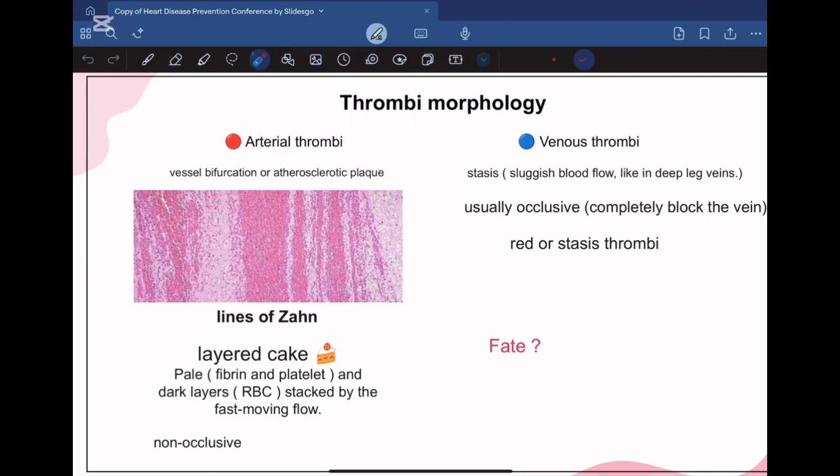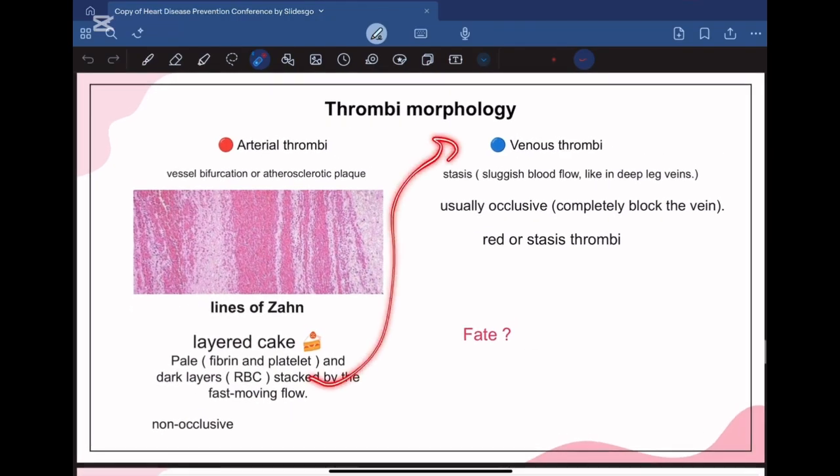The last thing that you need to know is that it is non-occlusive, meaning it will not completely block the blood vessel. It will not completely block the artery. Why? Because the blood flow is very fast. Comparing it to the venous thrombi, the blood flow will be very slow. Okay, therefore it will be completely occlusive, it will completely block the vein, and it usually occurs in areas where there is very slow blood flow, for example in deep leg veins.